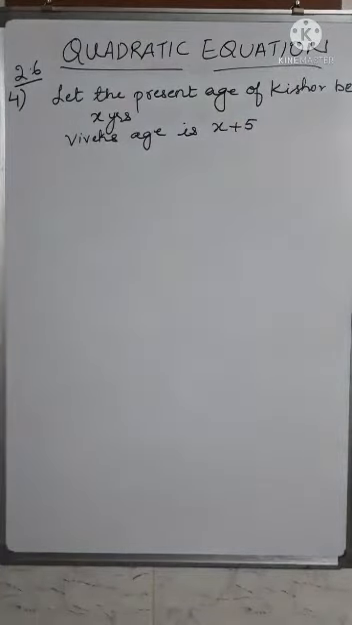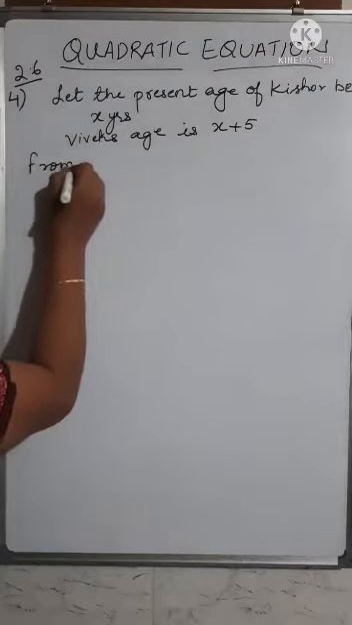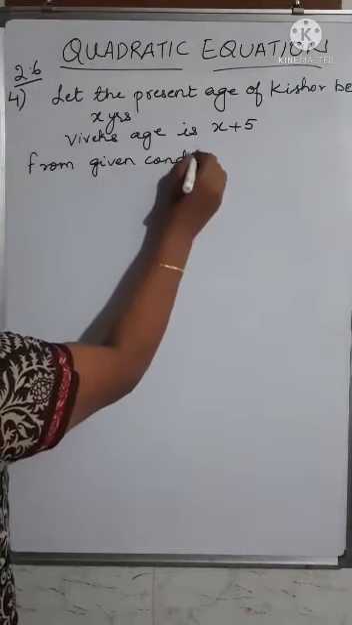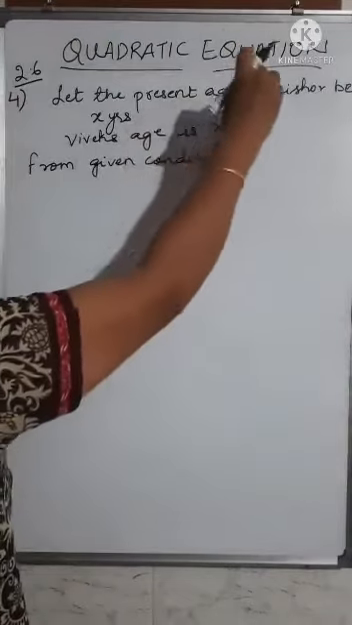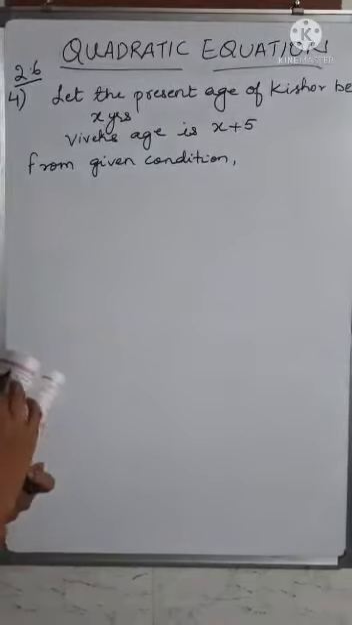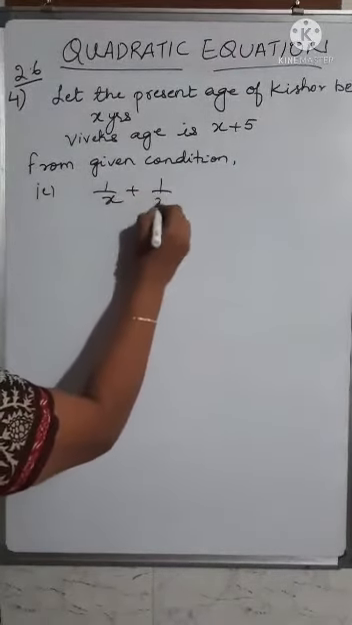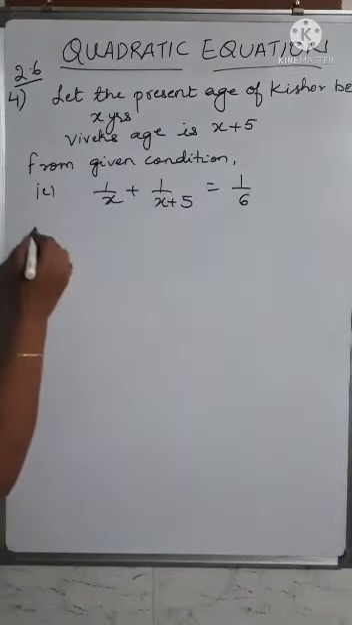Then further what they have given: the sum of the reciprocals of their ages is 1 upon 6. So from the given condition, the sum of the reciprocals, means reciprocal of Kishore's age plus reciprocal of Vivek's age, is equal to 1 upon 6. So you get 1 upon x plus 1 upon x plus 5 is equal to 1 upon 6. So this you have to solve.